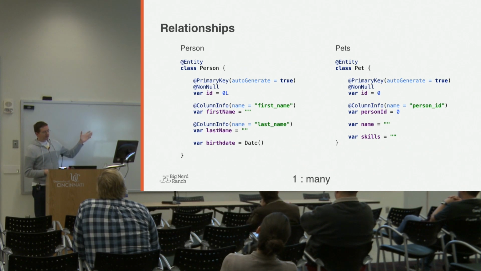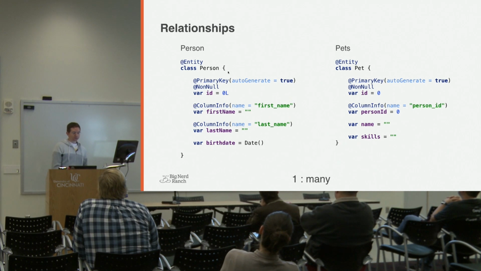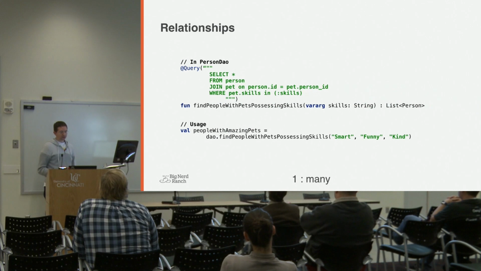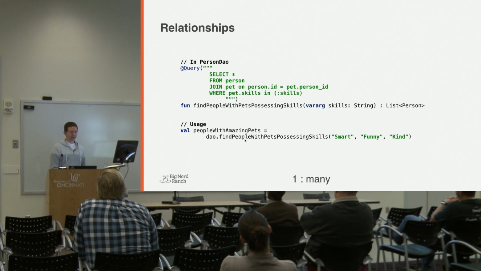If I define my entities like so, where I have a person with their ID, first name, last name, birth date, etc., and a pet with an ID, person ID for the person, name and skills, then I could, for example, create a query that joins the person on the pet and looks for people with pets possessing certain skills. We could set that up for a method, and then grab a list of people with amazing pets, passing in these skills, right? Makes sense, right?